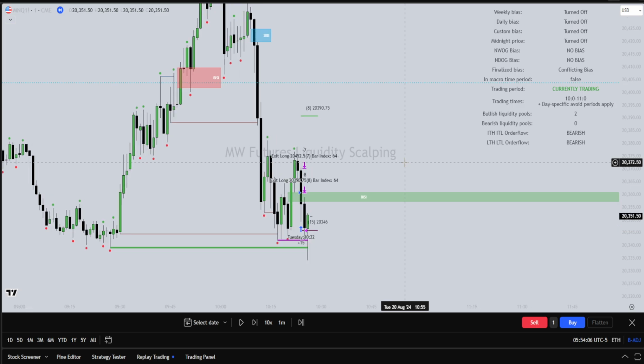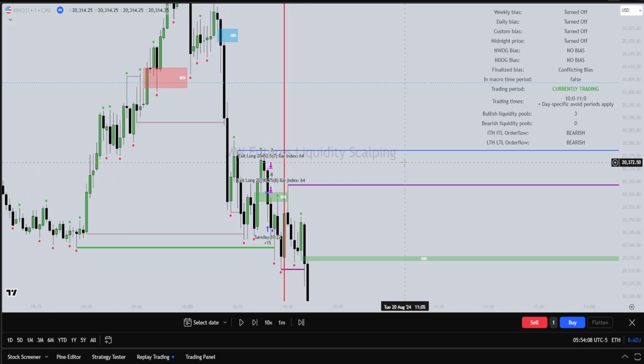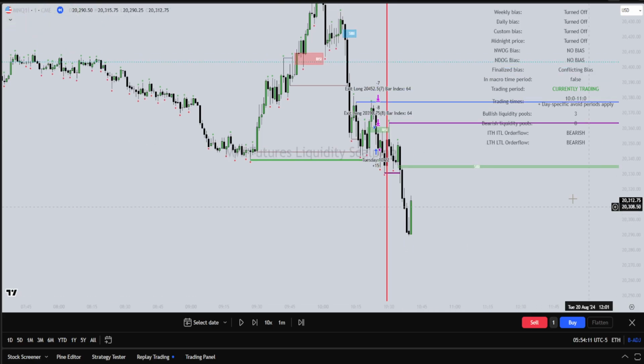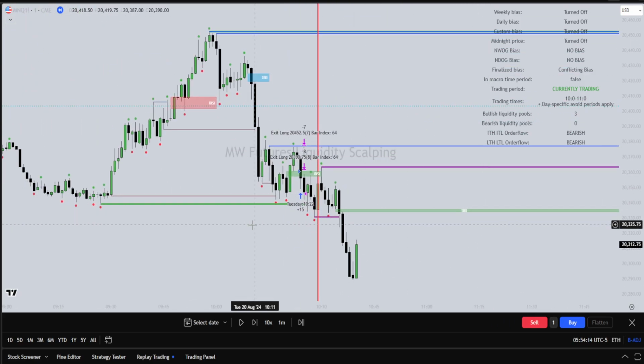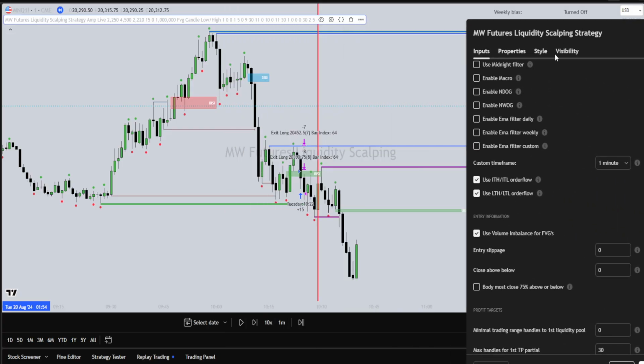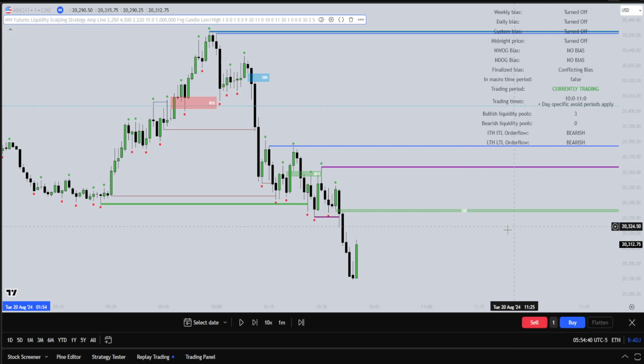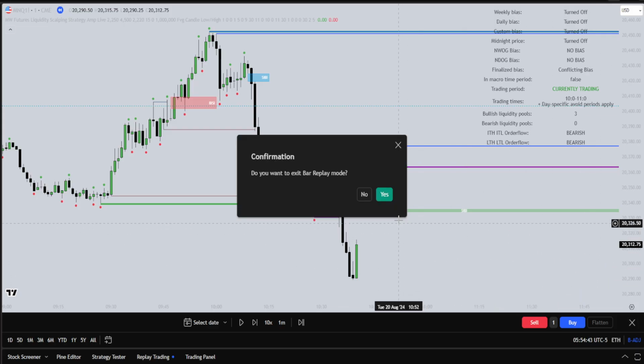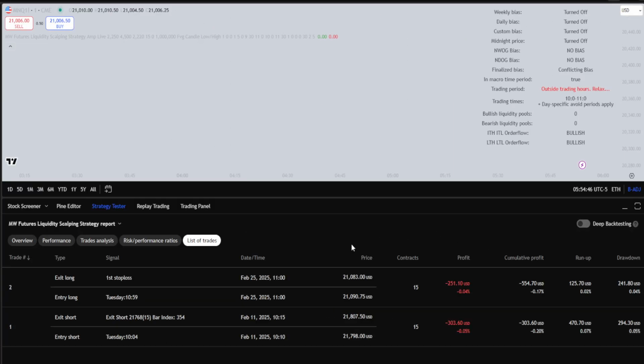We get tagged in, we get stopped out, and it just continues to go to the downside. What I noticed here is that we were using long-term highs and long-term lows for our order flow before. Because the silver bullet is such a small window of time where we actually trade, I would change this to intermediate-term lows and highs for the order flow, and remove the long-term highs, just to see what the result will be in my strategy tester.